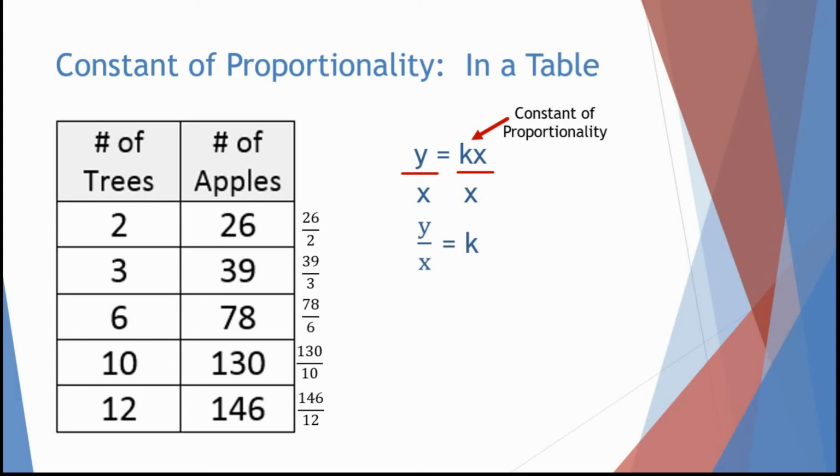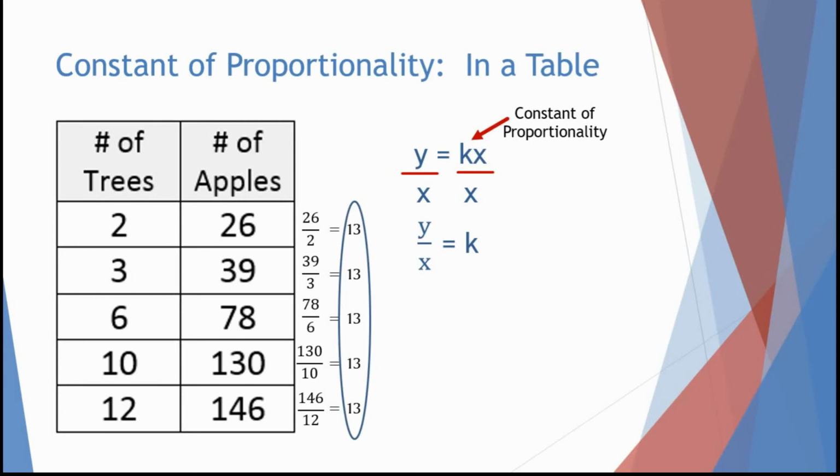The second thing that I want to do, this looks really good. I've got all these ratios set up comparing my x and y values, but if I really want to compare them, I need to simplify them as much as possible. So I'm going to go ahead and simplify all of these. If I do 26 divided by 2, I get 13. 39 divided by 3, I get 13. If we work our way down and try each of those, we're going to get 13 every single time.